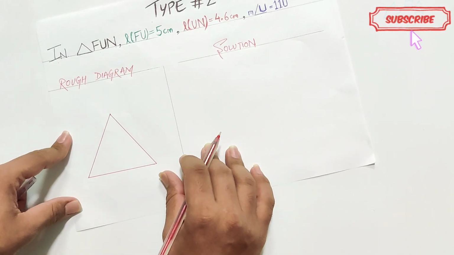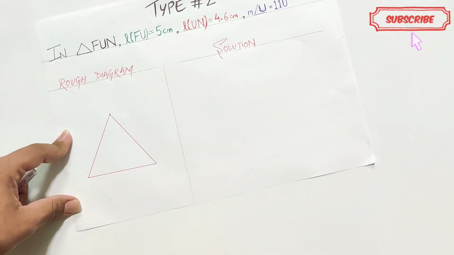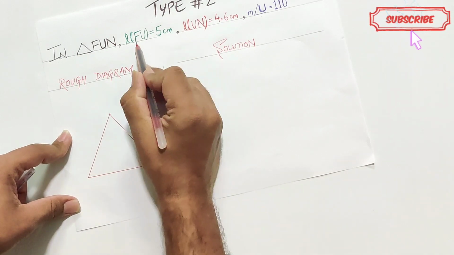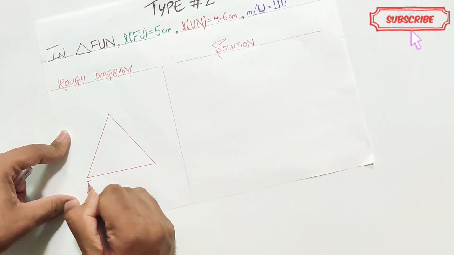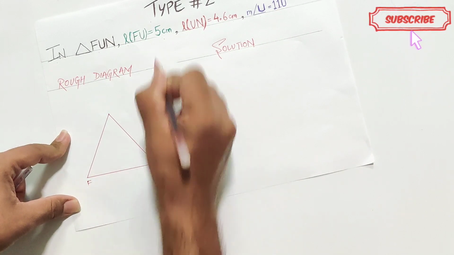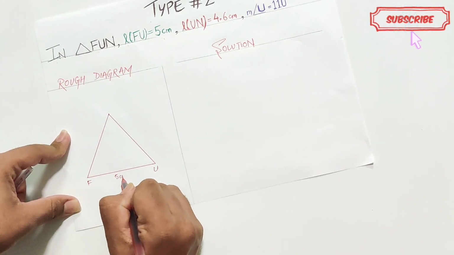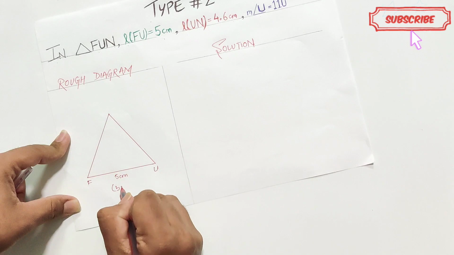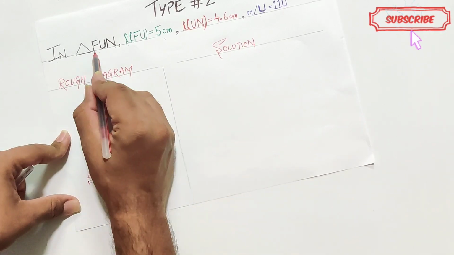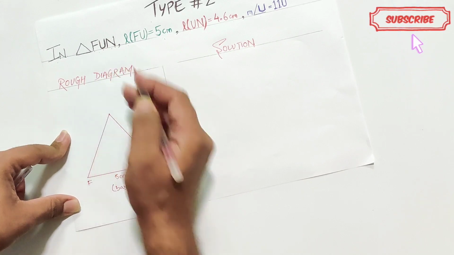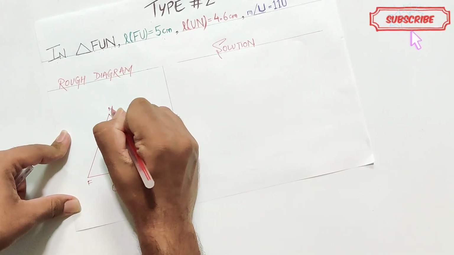Now let's start labeling. The process is quite similar. The first one becomes the base. FU, that is 5 cm, becomes the base of the triangle. Now the third point in the triangle name is N. So I put the N on the top.